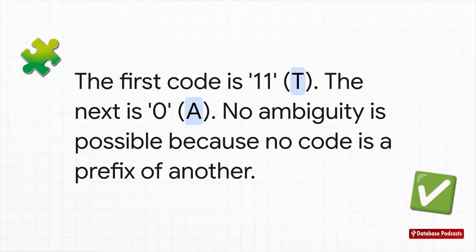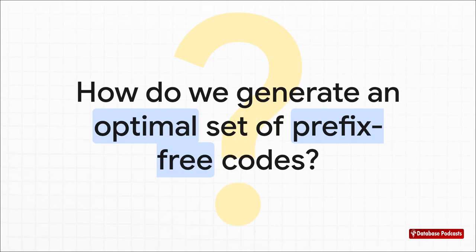Let's say A is 0 and T is 11. We can read this stream of bits without any problems. The first unique code is 11. That has to be a T. The next is 0, that's an A. Then another 0, another A, and so on. There's just no confusion. So how do we actually create the best possible prefix-free code for a given file?